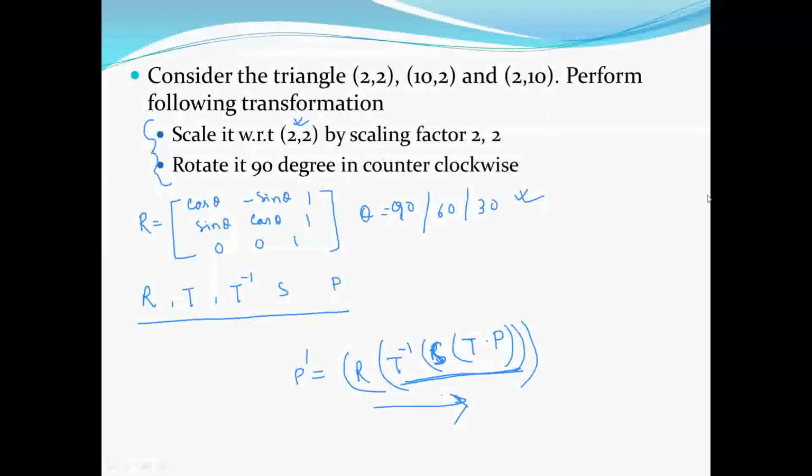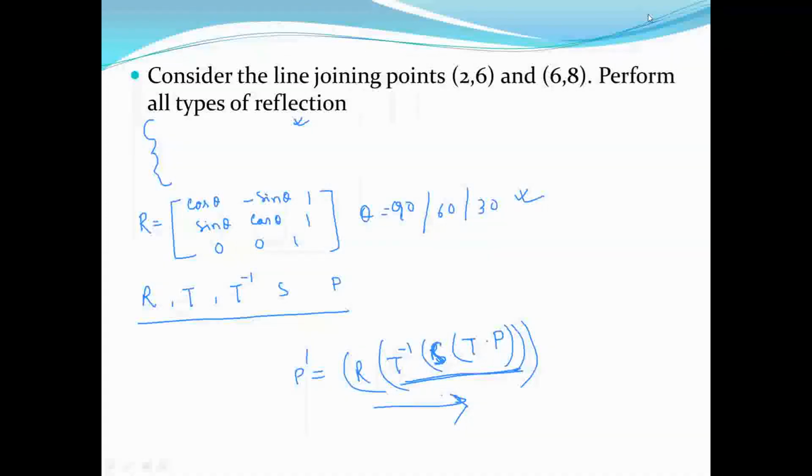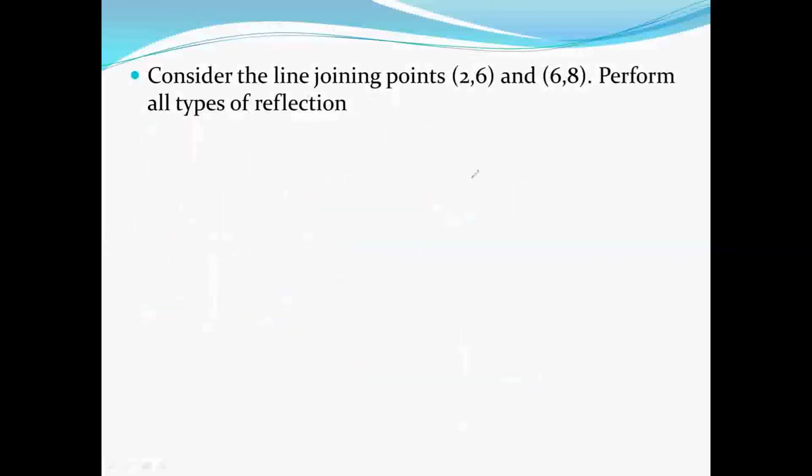Now, the next one is, here we have a line segment with the points (2, 6) and (6, 8), and we have to perform all types of reflection. As you know, there are different types of reflection we already learned.